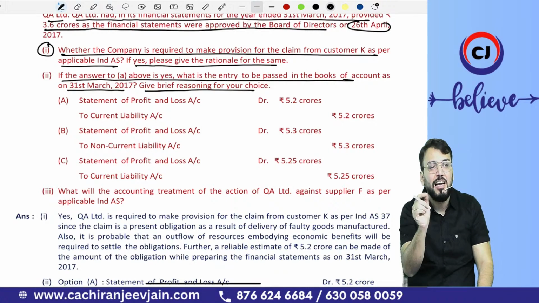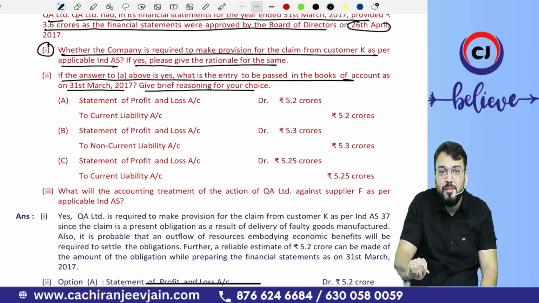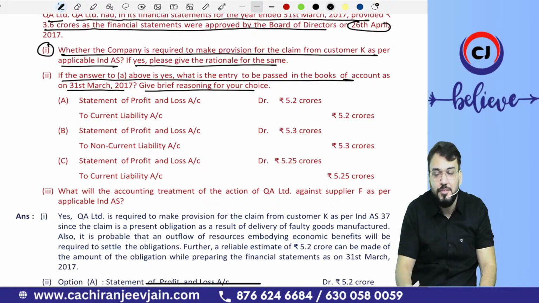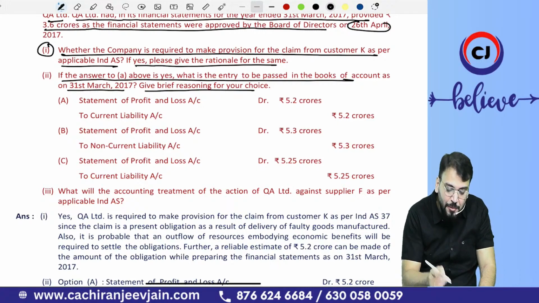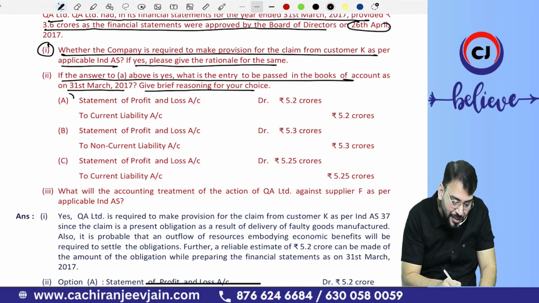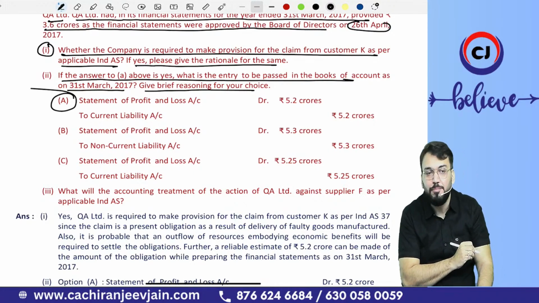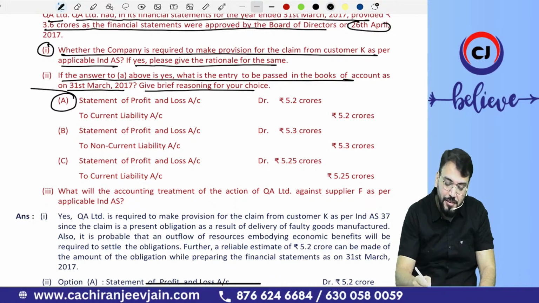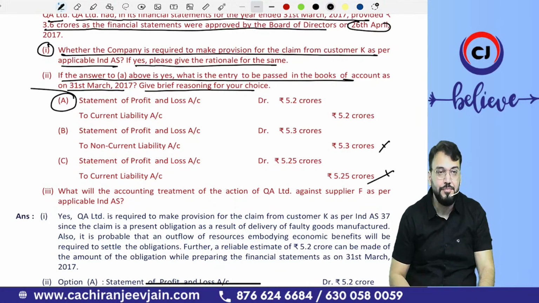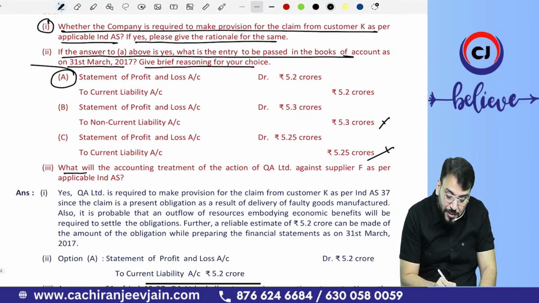Generally it will be P&L account debit, provision. Now, it is payable within 1 year or after 1 year? Is it current or non-current? Current liability. So your entry will be P&L account debit to current liability. What is the amount? 5.2. So point A is the only correct one. SOPL account debit to current liability. This is not correct. What will be the answer?